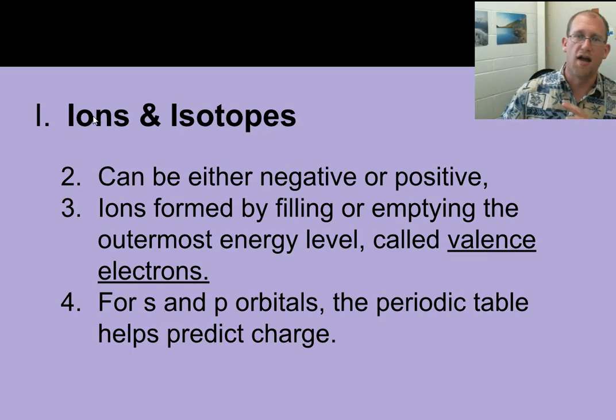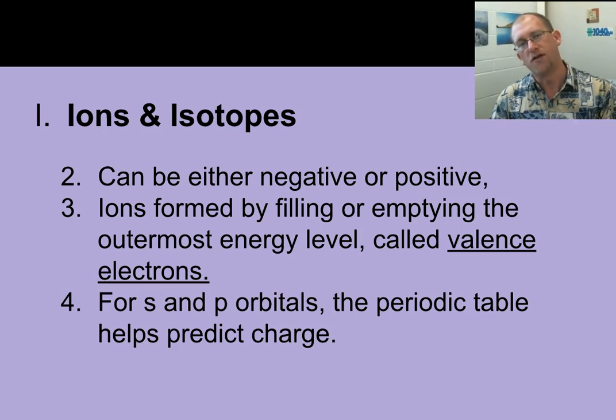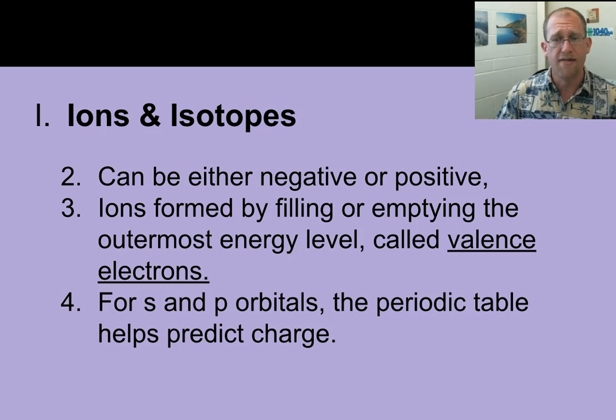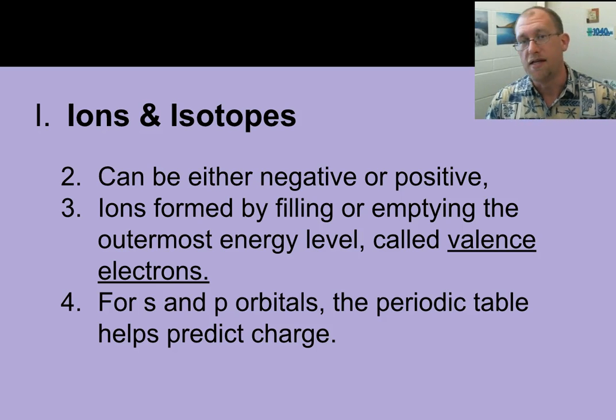Ions can be either positive or negative, depending on whether there's an abundance or a scarcity of electrons. The number of protons won't change. It's the number of electrons that are changing, right? And an ion can only be formed by filling or emptying the outermost shell, which is called the valence electron shell. You've seen that term a couple times already, but this is the chapter where your book introduces it to you. So a valence shell is the outermost shell of electrons around an atom, and it's only those electrons that can be gained or lost.